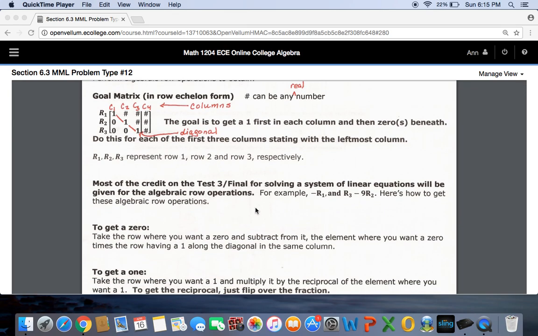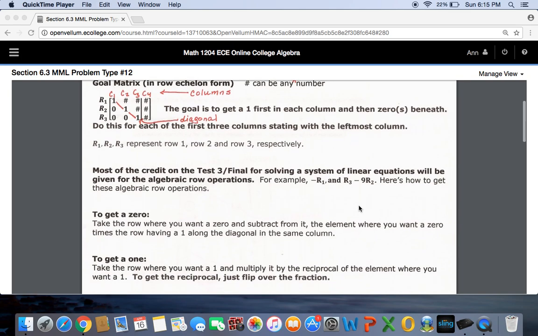Most of the credit on the test and the final will be given for algebraic row operations. That is, all but 1 point or so. That 1 point will be given for the answer. It's not the matrices that I'm concerned with or looking at, really. I'm looking for the algebraic row operations, although you will need to write down your matrices to determine what the algebraic row operation is that you need to write down.